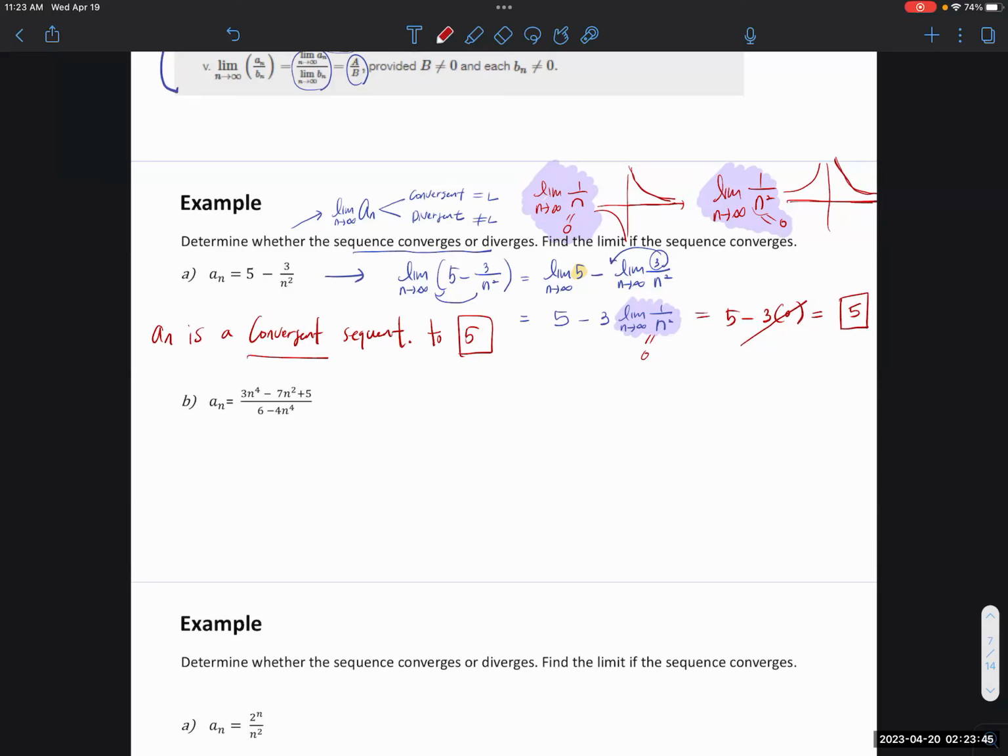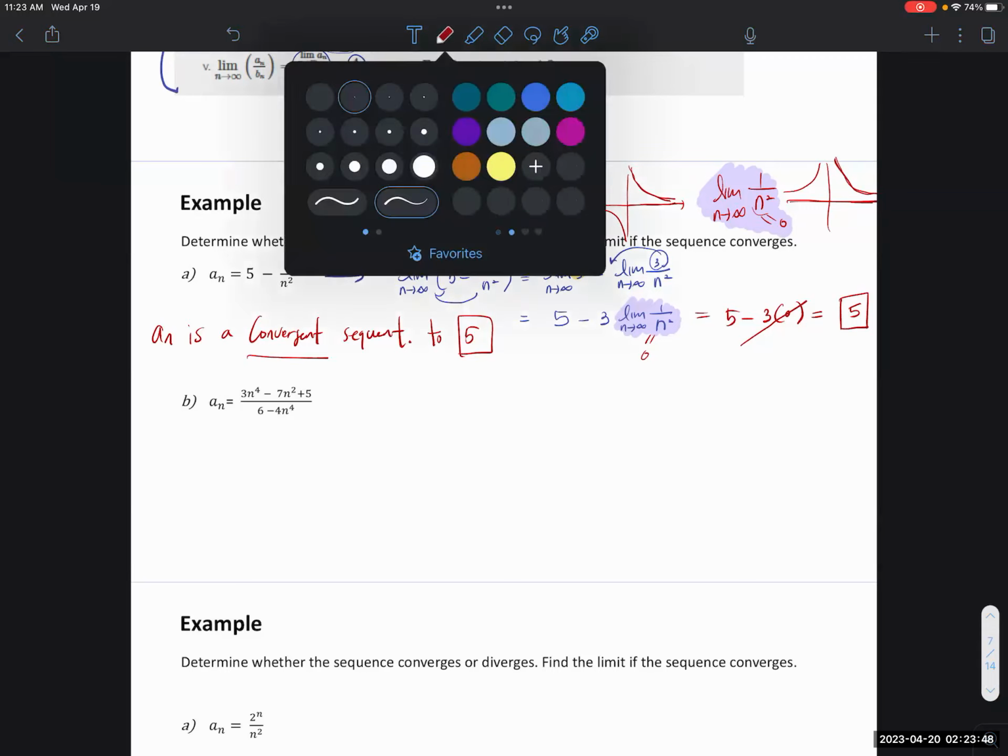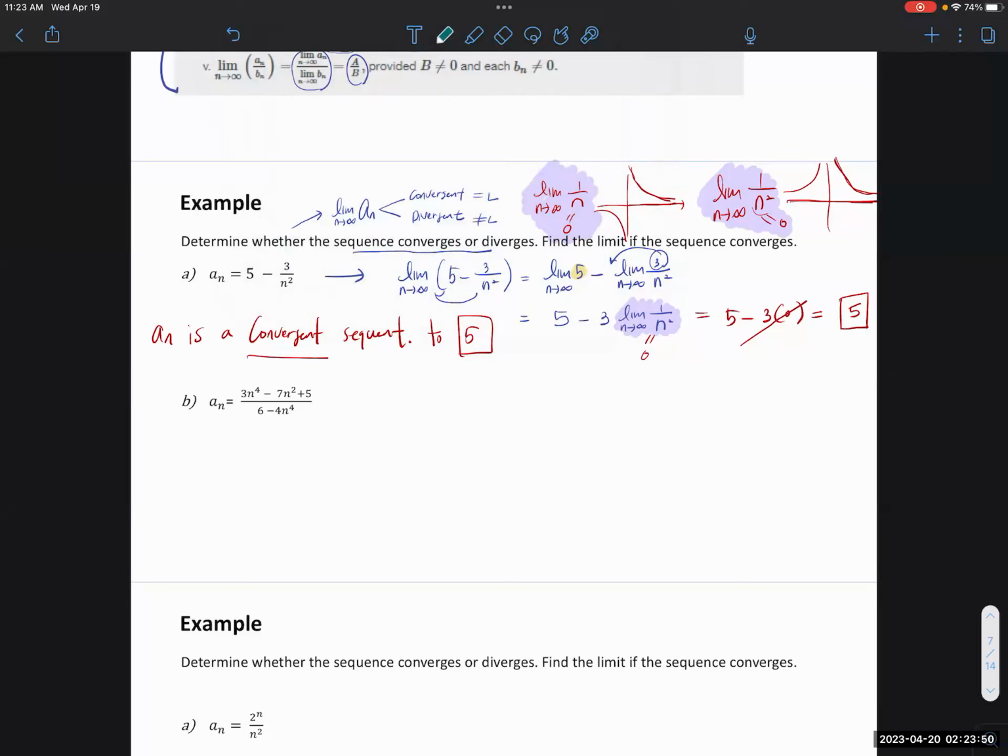All right, so let's go to letter B. Oh wow, this is a_n. They already created a generalized form for us, which is good. We don't need to find it, it's already given. So to find out whether it is convergent or divergent, we need to take a limit, right? So let's take the limit as n approaches infinity of (3n^4 - 7n^2 + 5) over (6 - 4n^4). How would you be able to take a limit? Do you guys remember that?